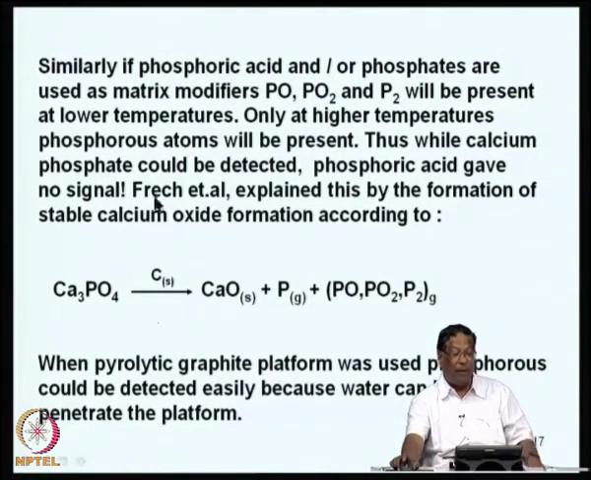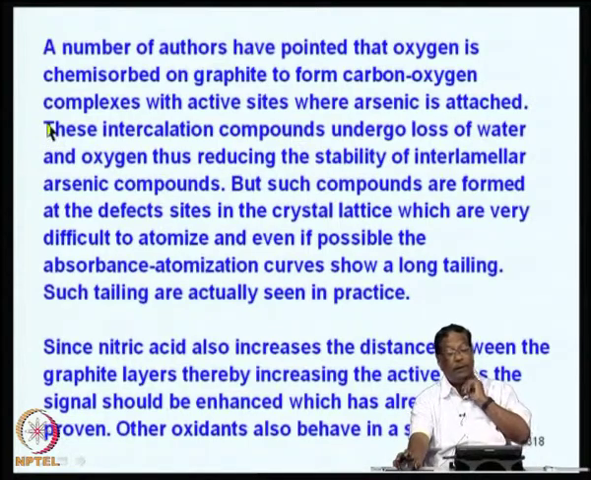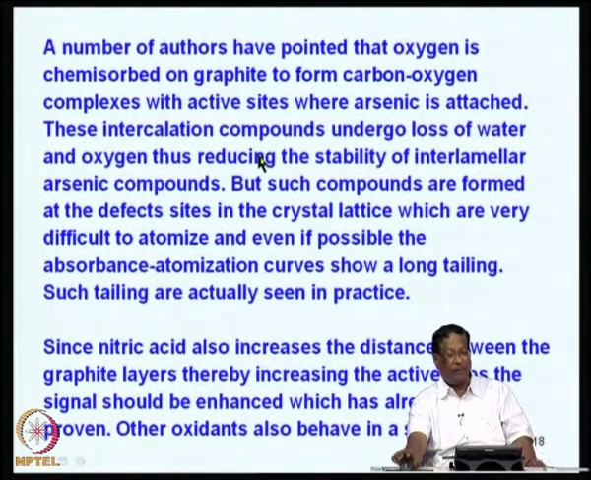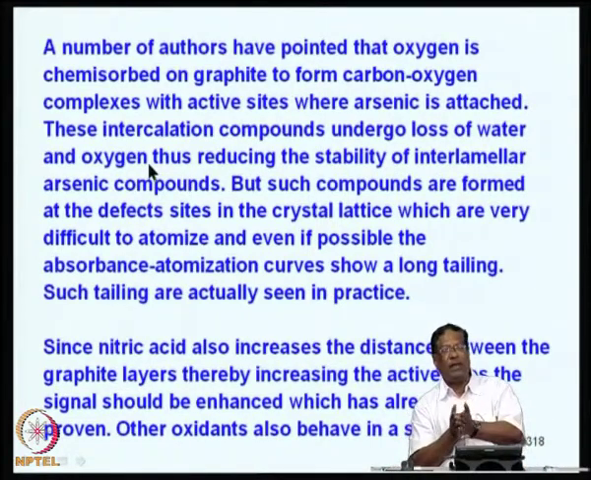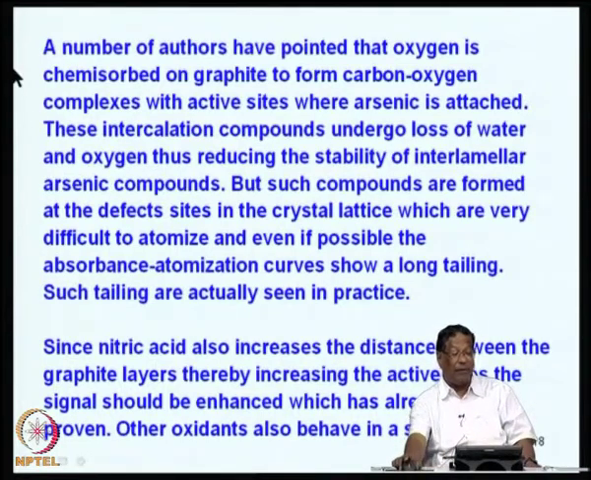So, with our matrix modifier, we have used the graphite furnace for the determination of phosphorus. And a number of other authors have pointed out that oxygen is chemisorbed on the graphite to form carbon oxygen complexes. This is a very standard reaction. Whatever is the oxygen coming from the sample, it reacts immediately with the carbon surface to form carbon oxygen complexes at the active sites.